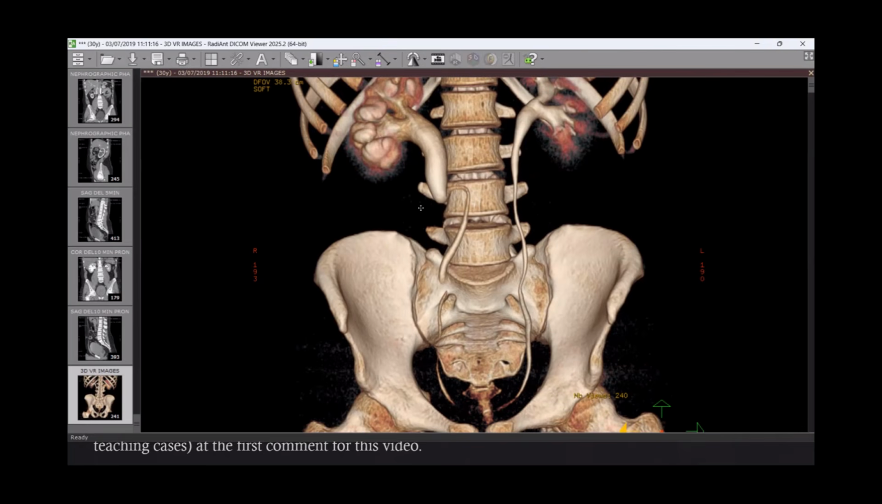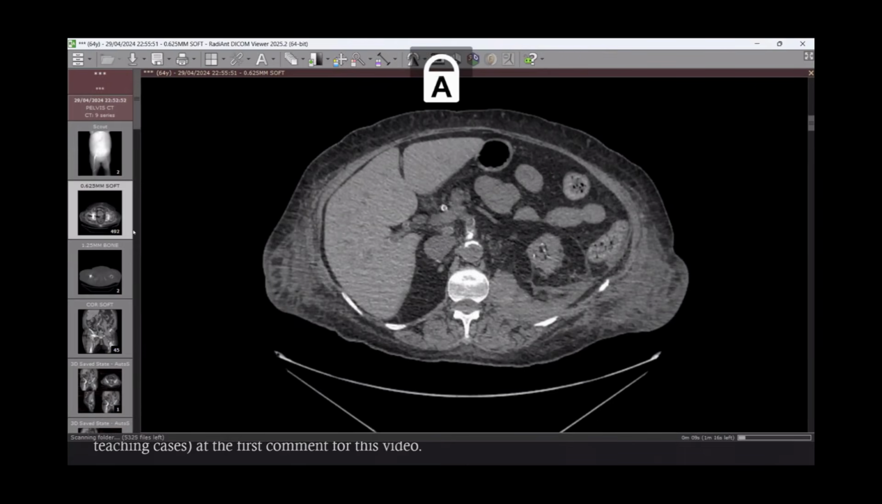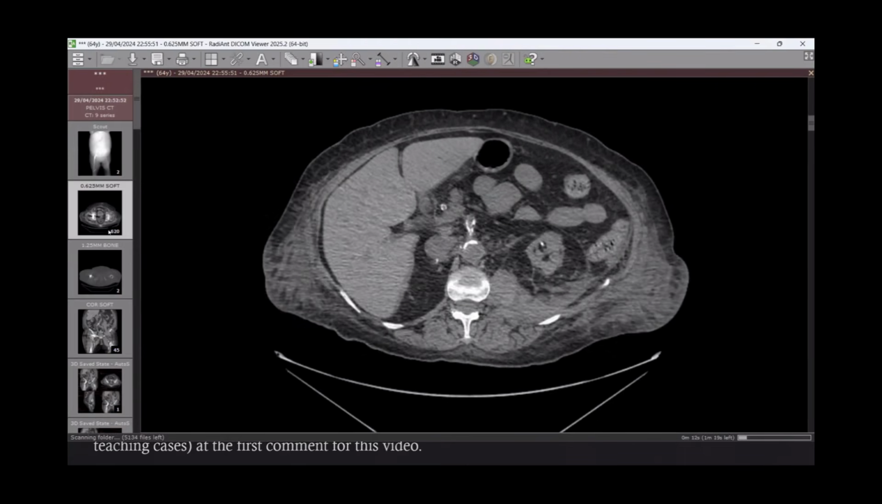What type is this one? We have two types of circumcaval ureter. This is type 1. If we have secondary hydronephrosis, this is called type 1. This is the most common. The second type, I will try to scroll through this image.